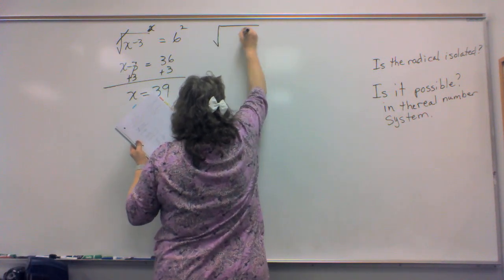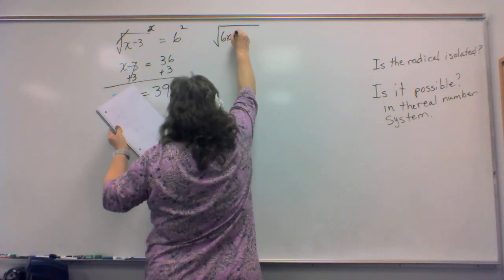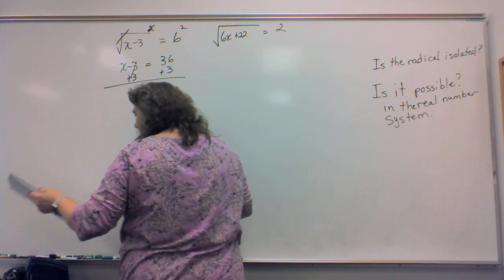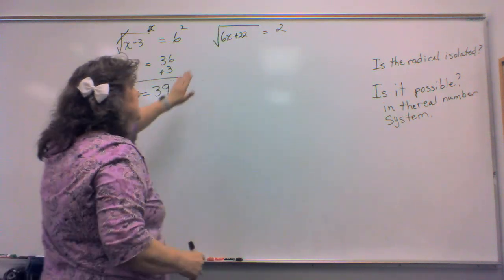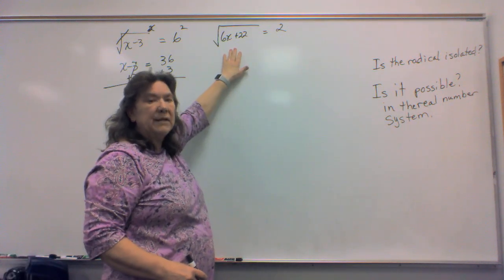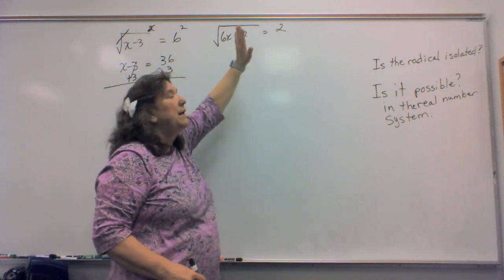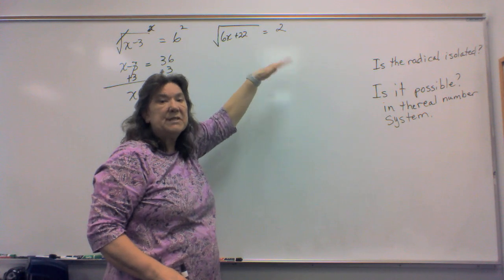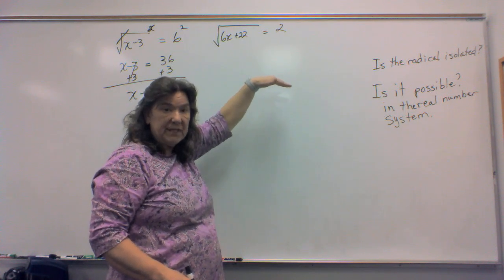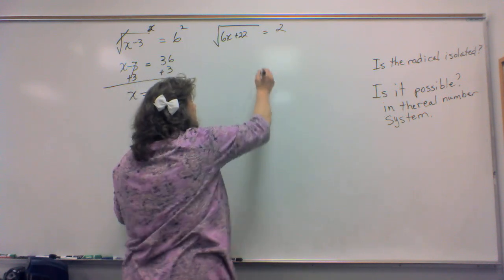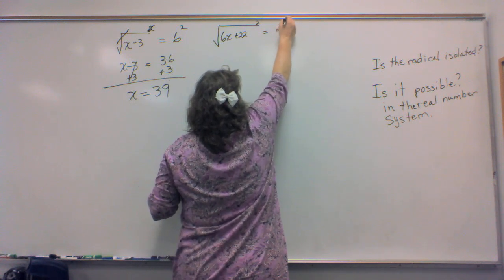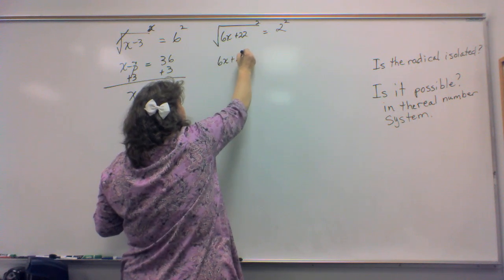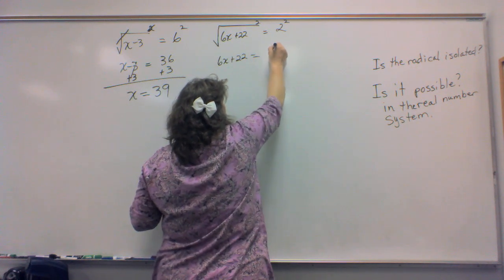The square root of 6x plus 22 equal to 2. First question: is the radical isolated? Yes, it is. Nothing is multiplying it, or adding or subtracting from it. Now, it's equal to 2. Is that greater than or equal to 0? Yes, so it's possible. So undo it by squaring both sides, and I end up with 6x plus 22 equal to 2 times 2, which is 4.